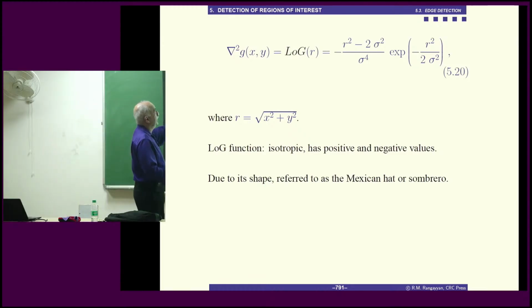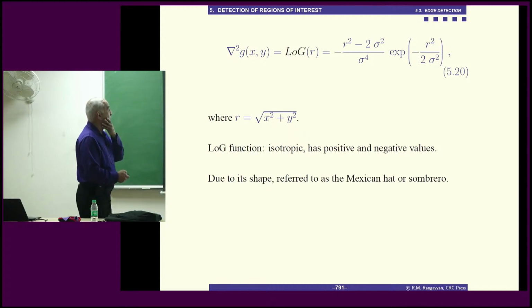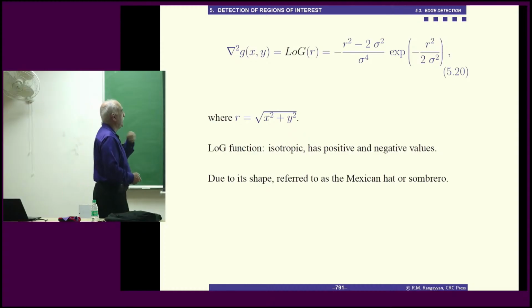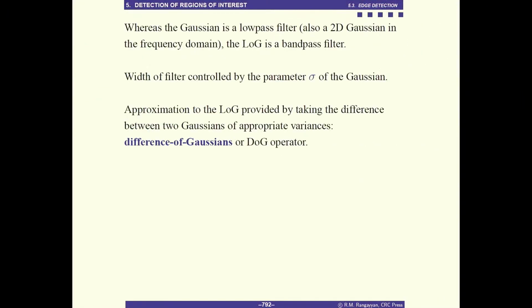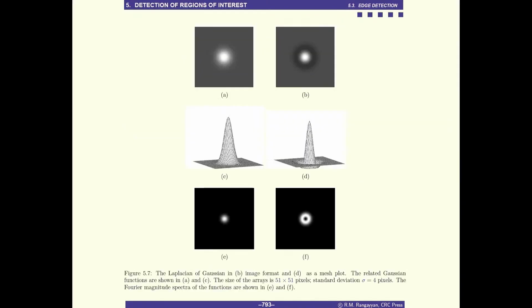So it is isotropic. It's a function of r, which is the square root of x squared plus y squared. So there is no direction. It has positive and negative values, and due to its shape, it is referred to as the Mexican hat or sombrero. This here is just the Gaussian. The Gaussian is this part. This is the Laplacian of Gaussian. So there is the positive part and then the negative part. There is a circle that is there.